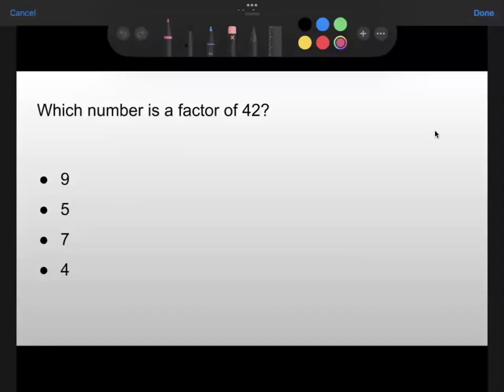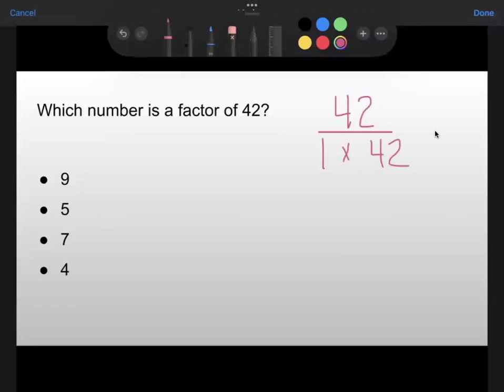Okay, here's our next one. Which number is a factor of 42? So let's start by listing some factor pairs of 42. I'm going to go ahead and do that over here. Now I know I can always do 1 times the number itself. So 1 times 42 is a factor pair.